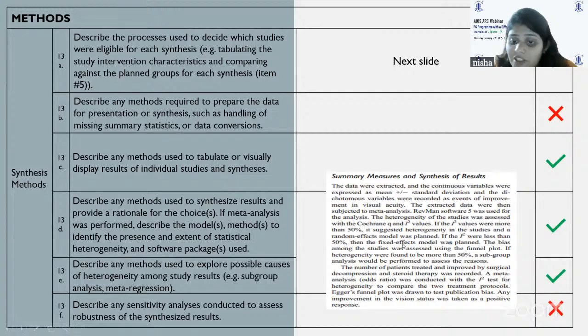So here they have mentioned that heterogeneity of the studies was analyzed with Cochrane Q and I-square values. So when the I-square value is more than 50%, it indicates that there is a moderate level of heterogeneity, and therefore the random effects model was used for the same. And if it is less than 50%, then it would mean that the heterogeneity is not so bad, and the studies can be clubbed together to identify the pooled effect size. So here, when the heterogeneity was found to be more than 50%, subgroup analysis was further performed to find out what were the reasons that were contributing to such kind of heterogeneity.